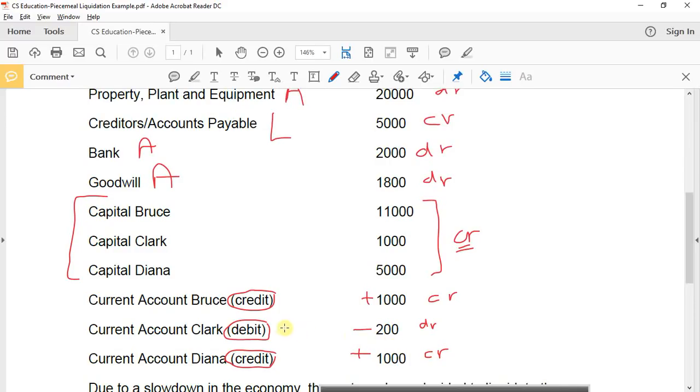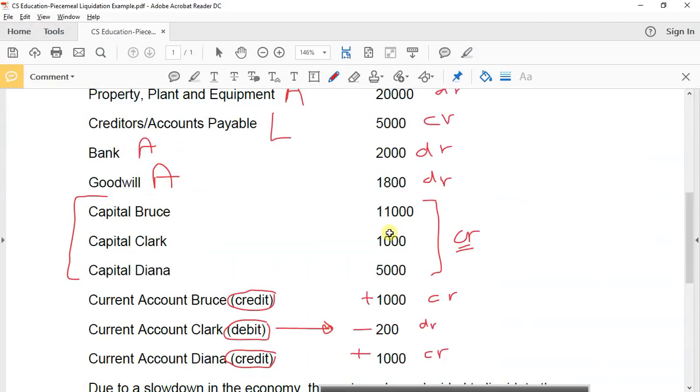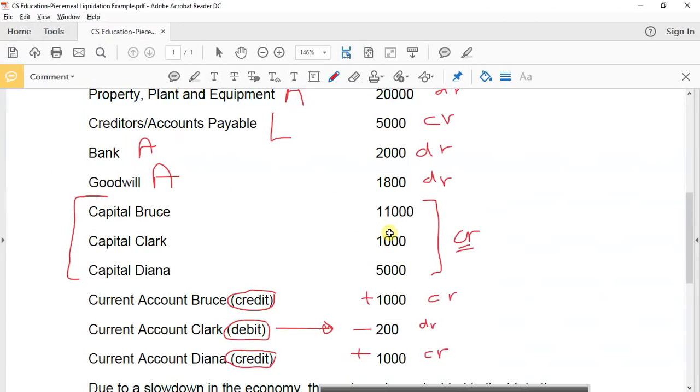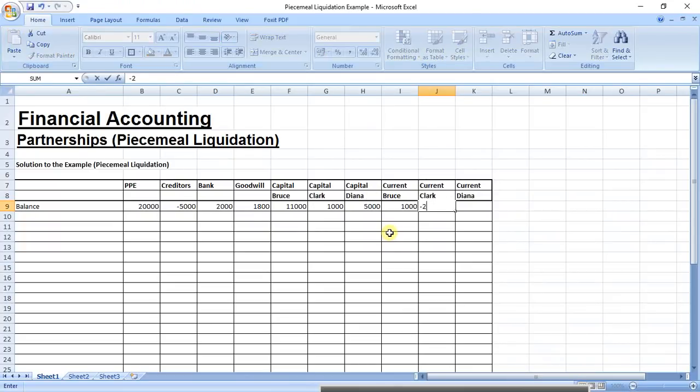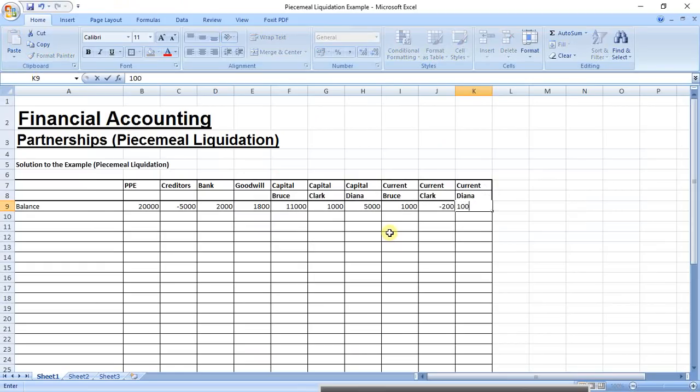All right, so looking at this, obviously Clark isn't a very good partner in this particular partnership because he would have drawn too much from the business, and hence there's a current account which is actually in the debit balance. Okay. All right, so current account Bruce 1,000, current account Clark minus 200, and current account Diana 1,000. Okay, so those are all the easy marks that we'll get for opening balances.